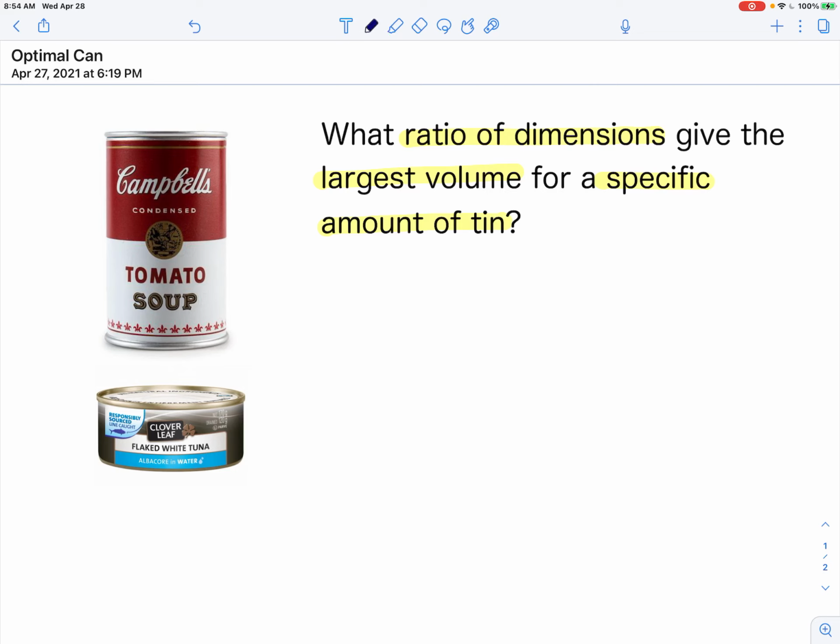The first thing you should do when you get one of these problems is pick the problem apart, find out what it is you're looking for, and then come up with a plan. So the dimensions here would be a radius and a height. You can see that the tuna and the soup can both went in different directions with those dimensions. Largest volume means this is what I'm optimizing.